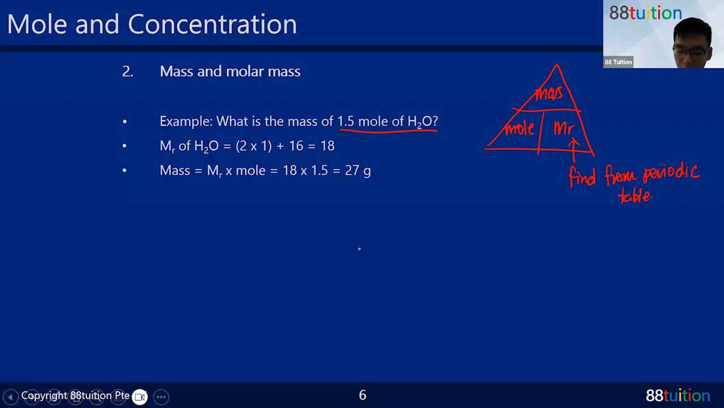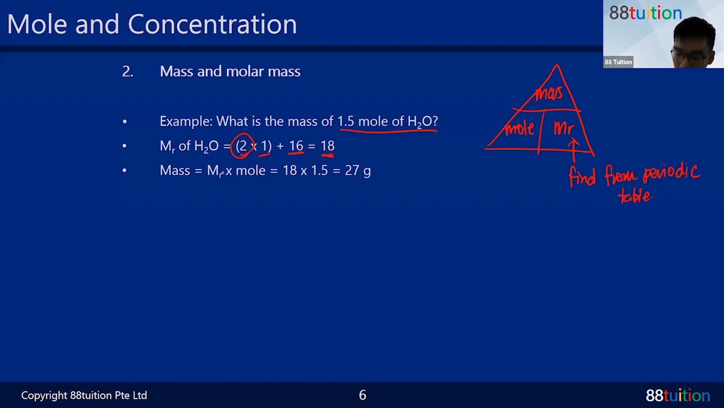So first, I need to find out the MR of H2O. MR of H2O is basically the total mass of 2 hydrogen and 1 oxygen, because water is 2 hydrogen and 1 oxygen. Hydrogen's mass is 1, and I need to multiply by 2, and then I have 16 from the oxygen. So total MR for one water molecule is 18.